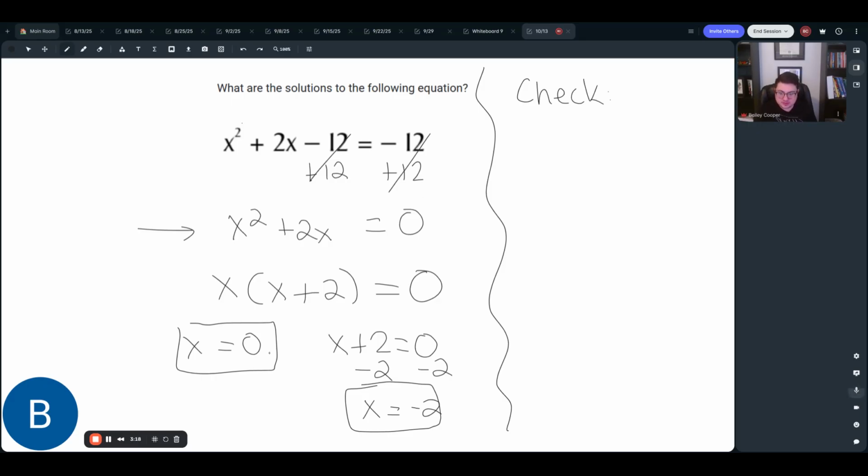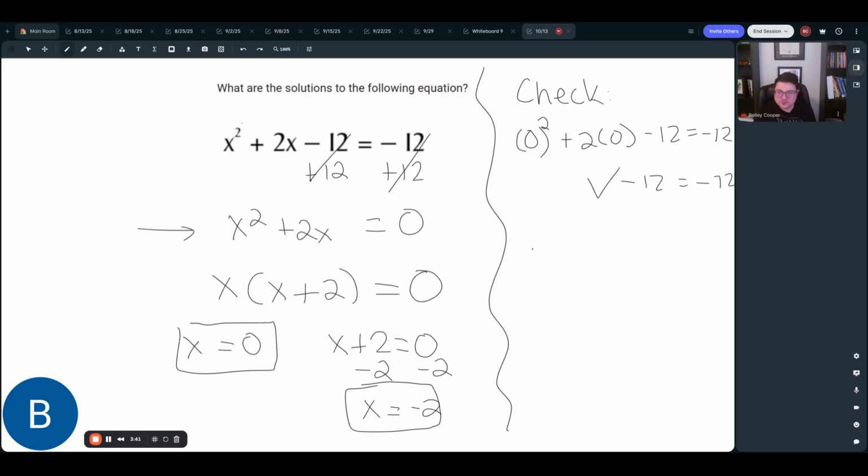You can do that just by substituting your values back into the original equation and making sure you get a true statement. So let's try that with 0. We would get 0 squared plus 2 times 0 minus 12 equals negative 12. We want to make sure this is true. 0 squared is 0. 2 times 0 is 0. So we end up getting negative 12 equals negative 12.